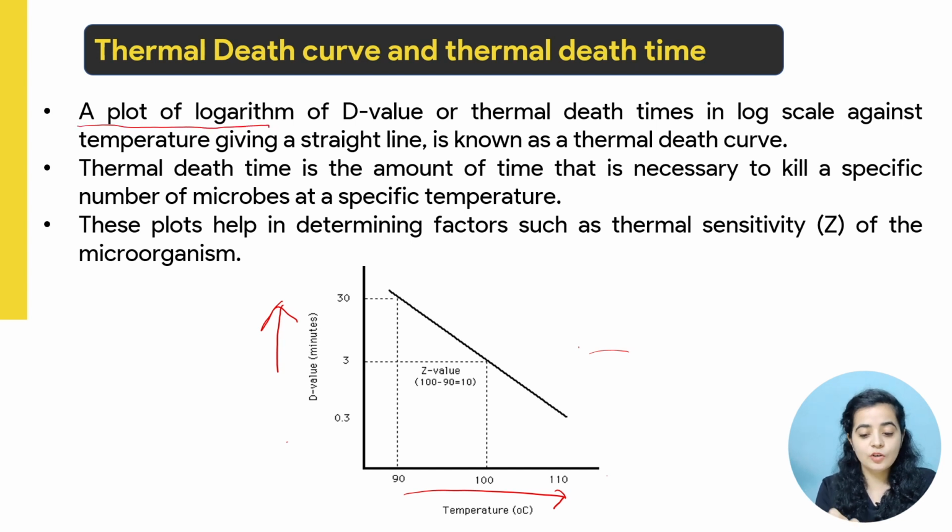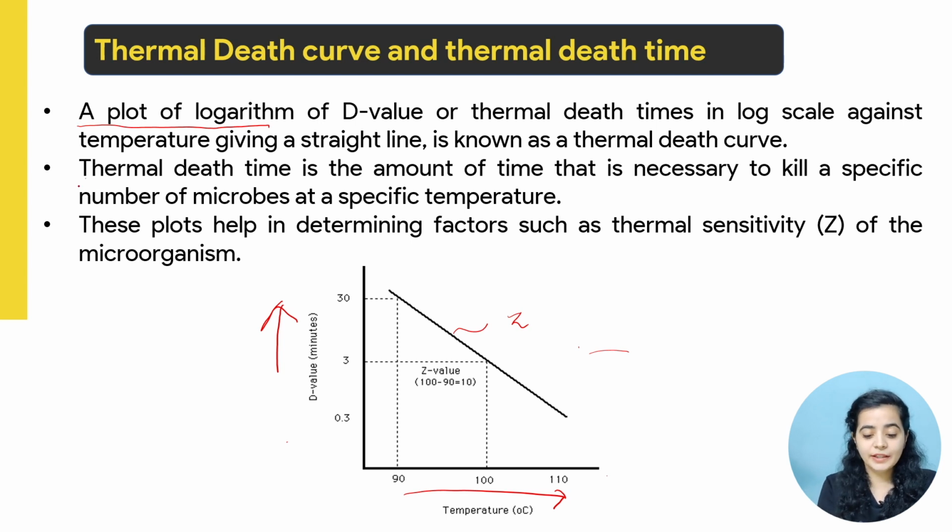It is the plot of the logarithm of T value, or thermal death times in log scale, against the temperature, which is given on the x-axis. The slope of it, similarly to the microbial survivor curve, is a straight line, and this slope identifies the Z value, the inverse of Z value, which we'll discuss further.